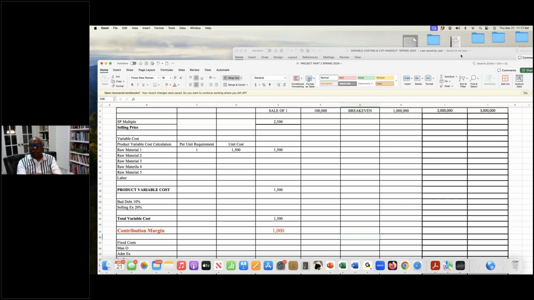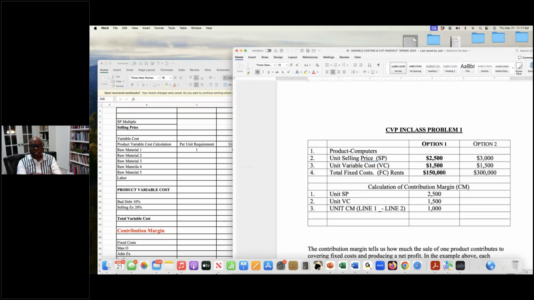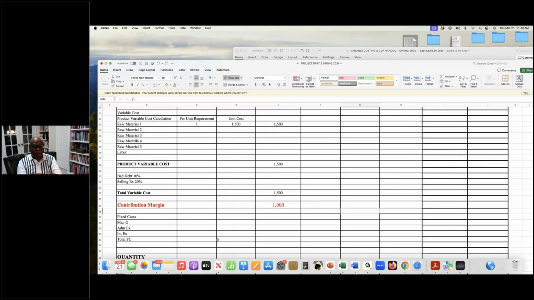We only have one fixed cost in this example, 150,000. Okay, so we can come in here and we'll just put total fixed cost in here at 150,000.